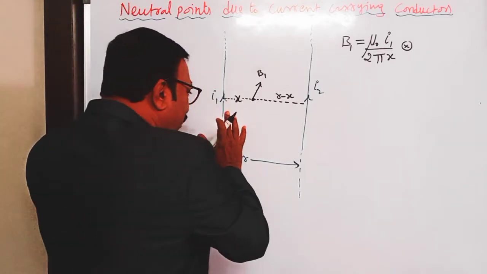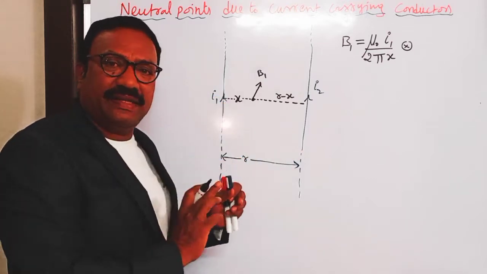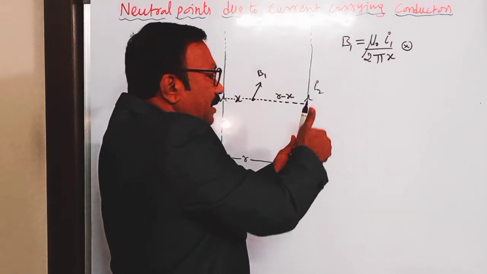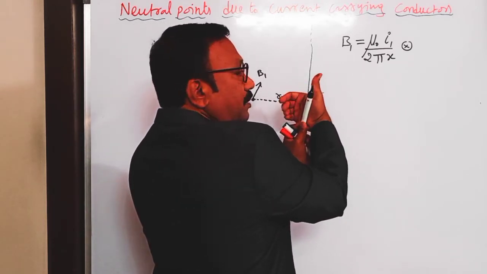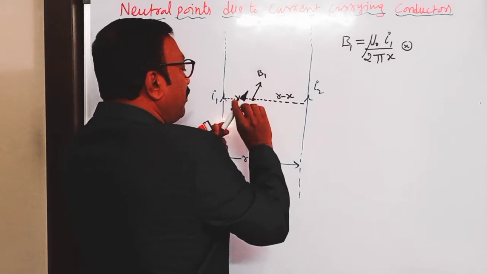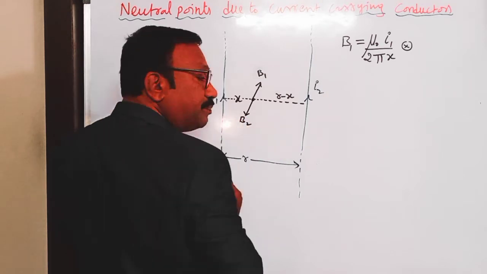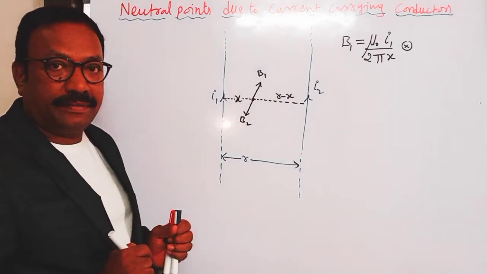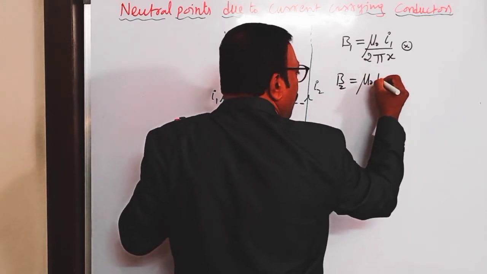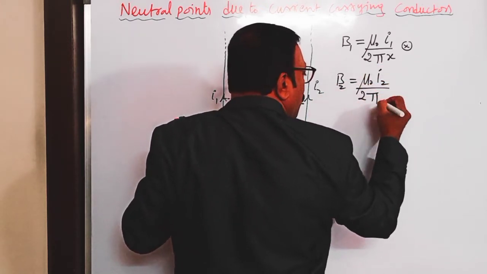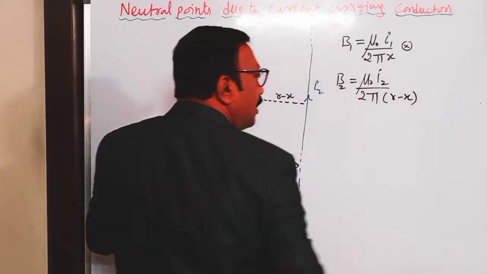Coming to this, I told you everywhere there will be two magnetic fields produced by the two conductors. So one more field is there. So this is a current carrying conductor. The field will be coming out here. So here I will be having an outward field, B2, due to the second conductor. How much is this B2? Same formula I will use: mu naught I2 divided by 2 pi. Distance is r minus x here.